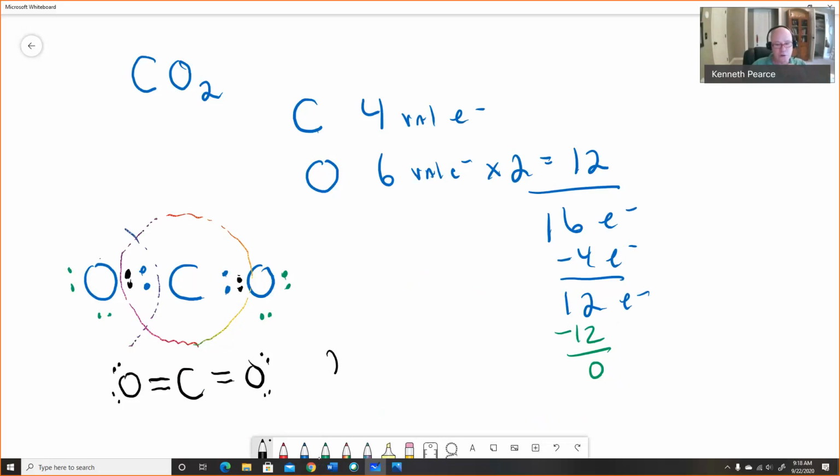And if we have 2 bonded, 0 lone pairs, well, this looks like a line, and it is. And this is called linear.